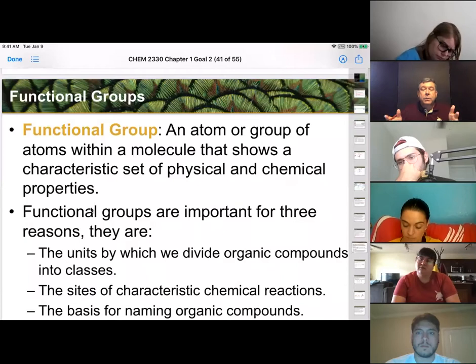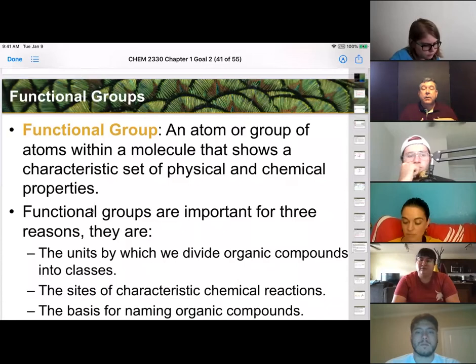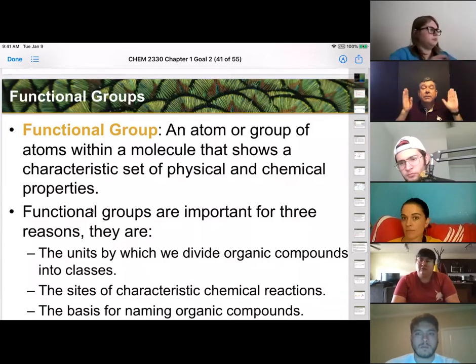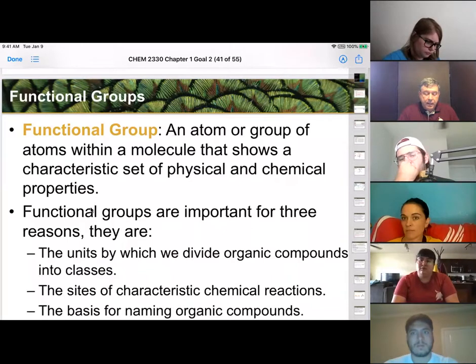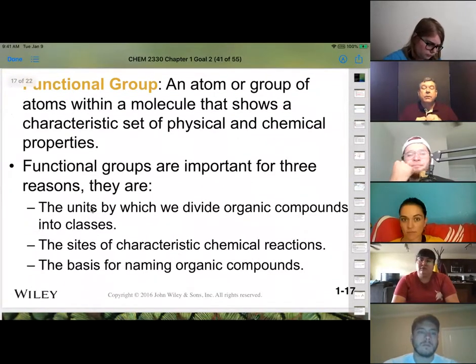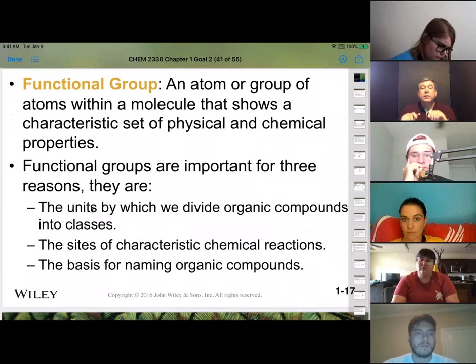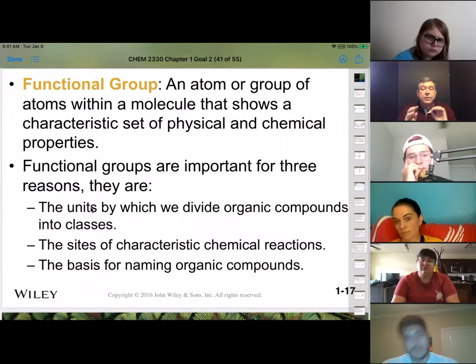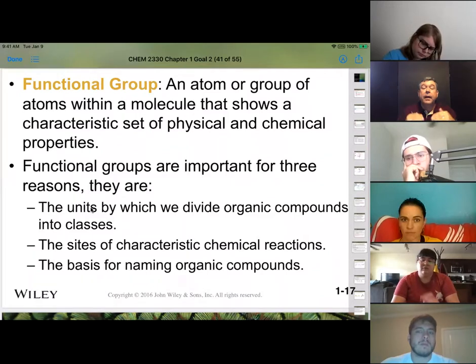So functional groups are important for three reasons. Number one, they divide the organic compounds into different classes. An alcohol reacts differently than an alkyl halide, which reacts differently than a carboxylic acid. So it gives us different classes to play with, okay? The other thing the functional group does is it gives us the sites at which certain reactions happen. Alcohols react a certain way and do a certain thing. Alkyl halides react a certain way and do a certain thing. And carboxylic acids react in a bunch of different ways, okay? So those functional groups tell us where the chemistry happens.